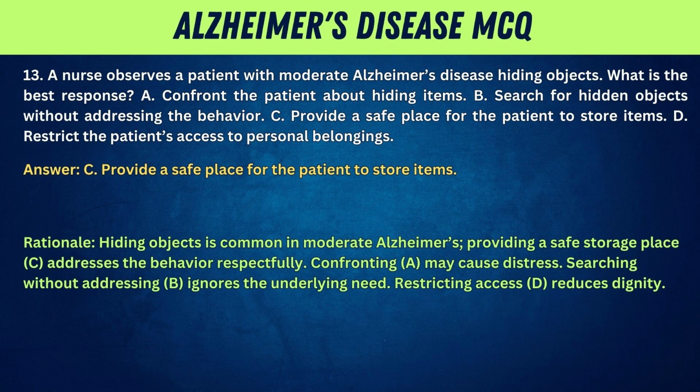Rationale: Hiding objects is common in moderate Alzheimer's. Providing a safe storage place, C, addresses the behavior respectfully. Confronting, A, may cause distress. Searching without addressing, B, ignores the underlying need. Restricting access, D, reduces dignity.